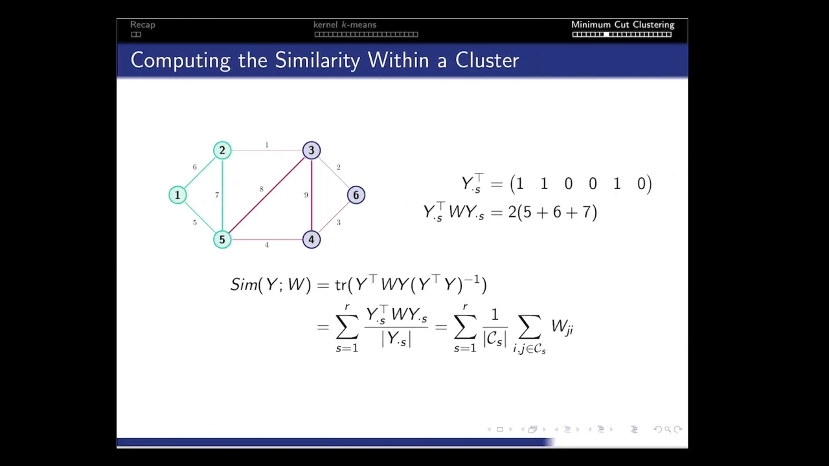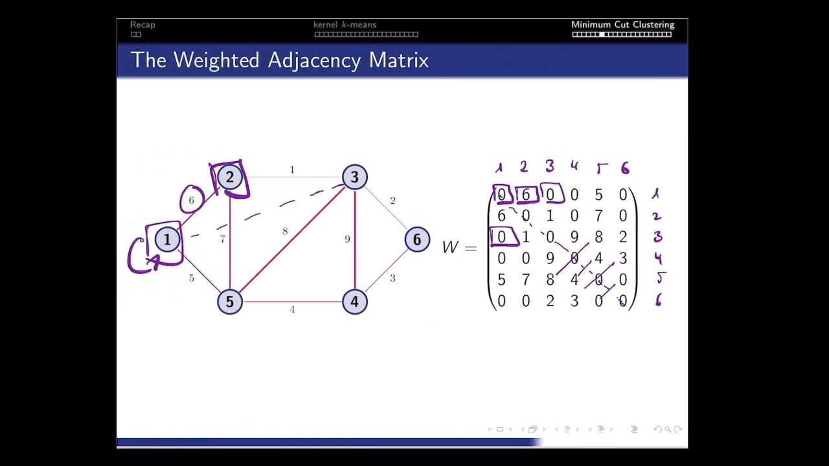And computing now the similarity within a cluster, as we have done it a bit for the build-up for kernel k-means, means to multiply the cluster indicator vector y with the similarity matrix times y again. So what you can do here is use this example. It's the same graph as we had before. So here is the similarity matrix denoted.